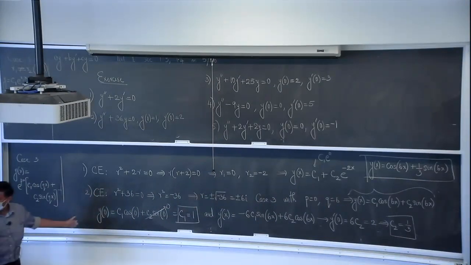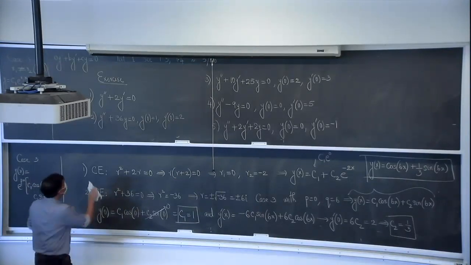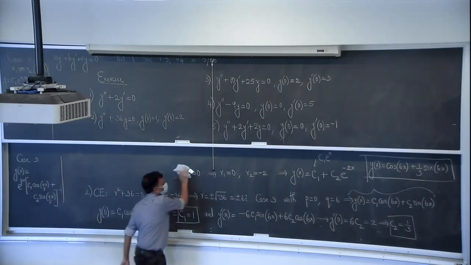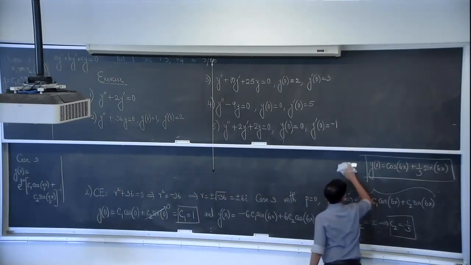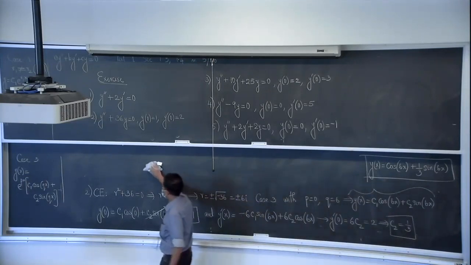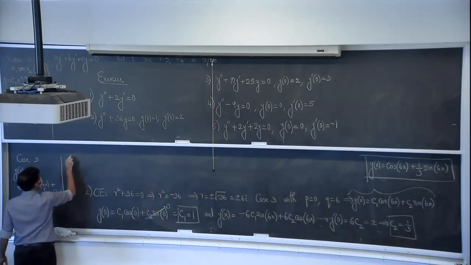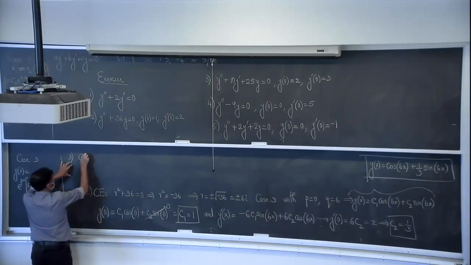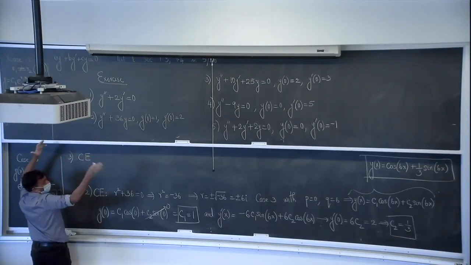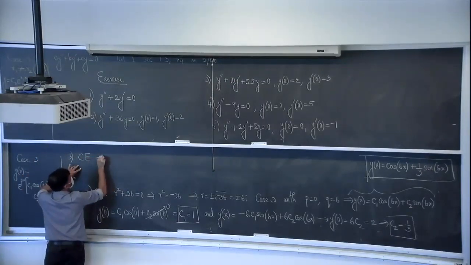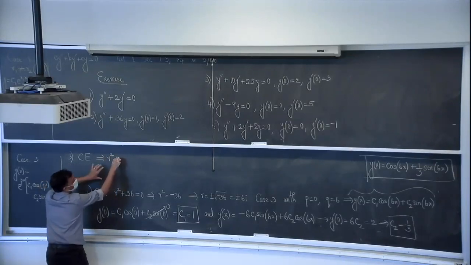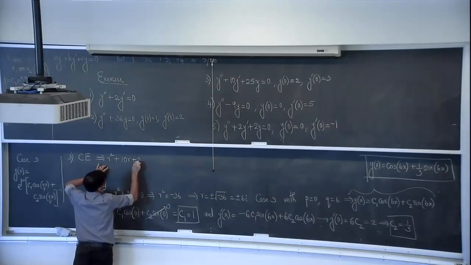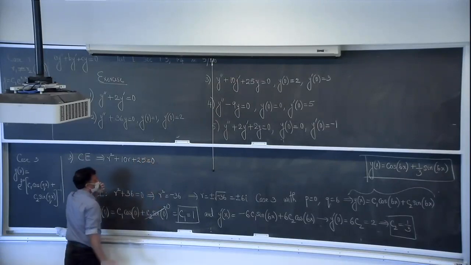Any questions on these two problems? Let me know if I'm going too fast. All right, number 3. Start with the characteristic equation. Nothing tricky here. There are three terms, so just write r square, r and no r. So r square plus 10r plus 25 equal to 0.